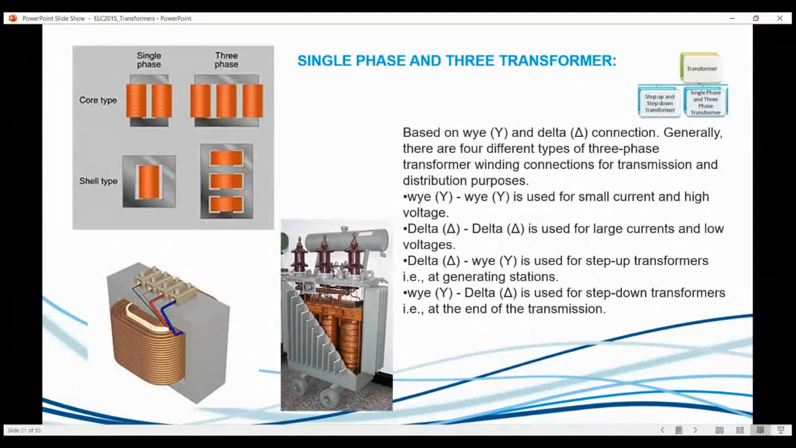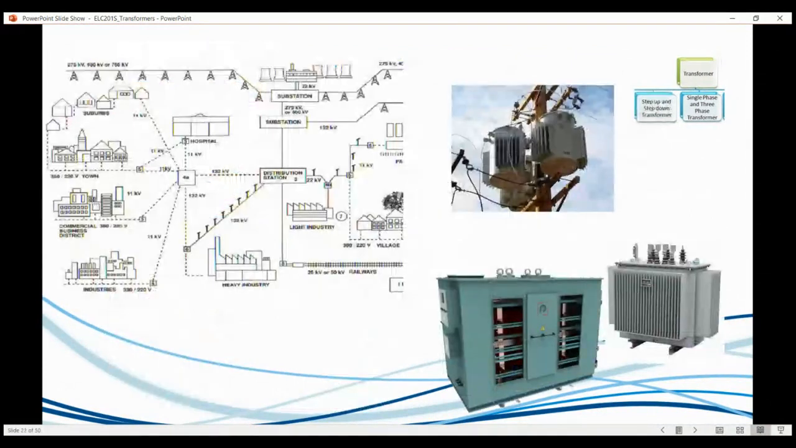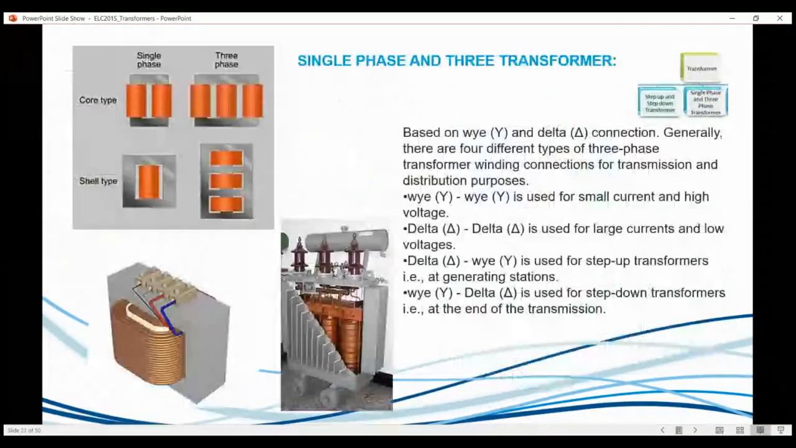And then lastly, single phase and three phase. Before we get into the calculations, I did mention there are two different types: the core type and the shell type. In the core type you have the core and the windings wrapped around it, or in the shell one, we have the winding wrapped in the middle, and the magnetic flux is produced. So you've got a shell one at the bottom there as well.